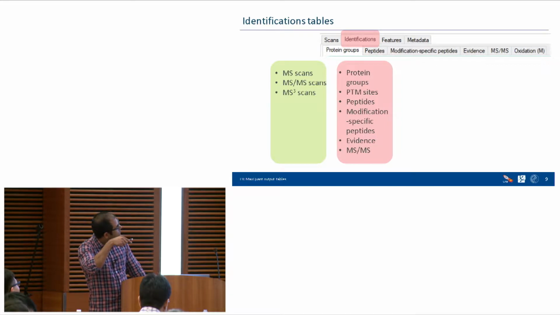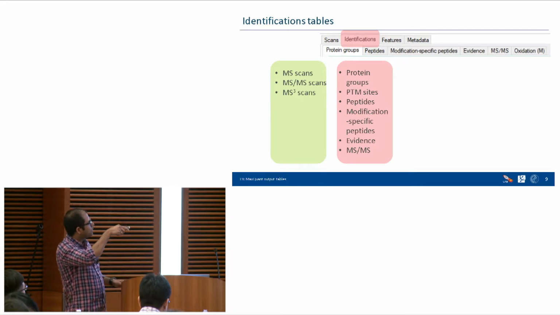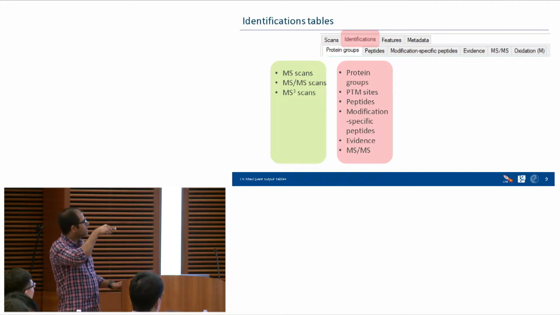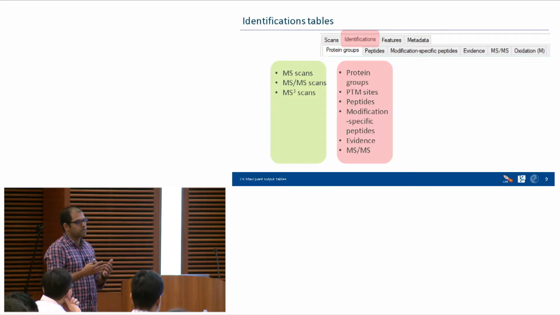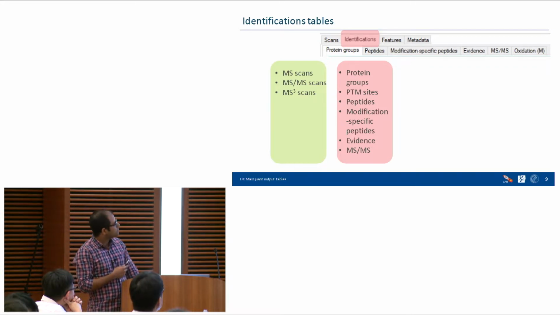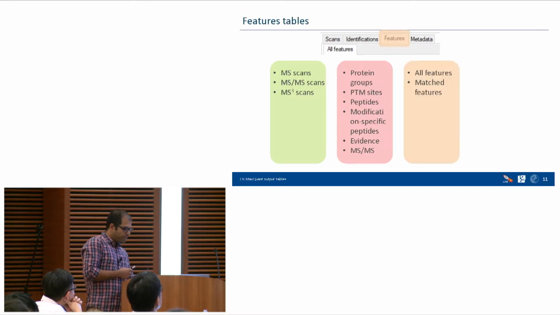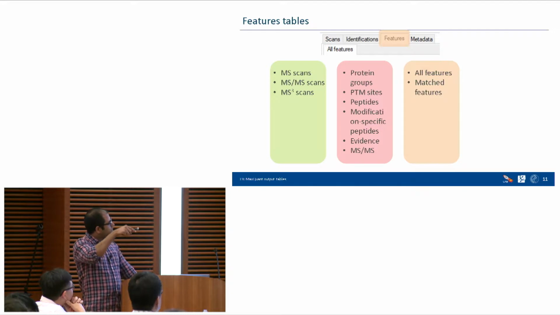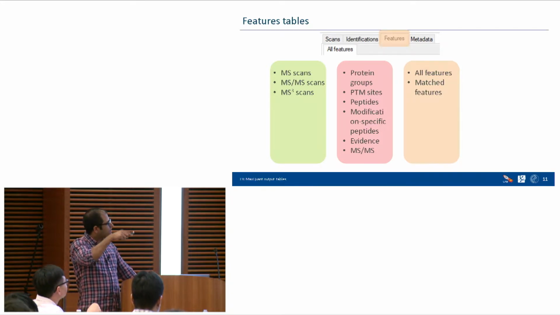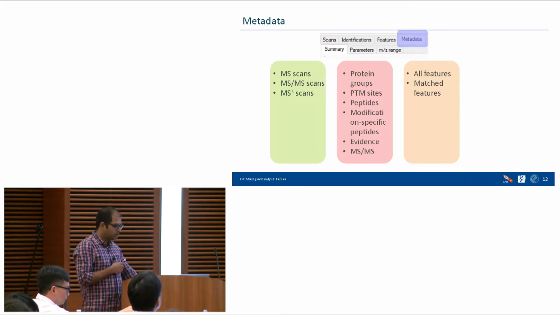You can have identifications, then you have proteins, peptides, modifications, evidence, and MSMS. The difference between MSMS and MSMS scans is that one is the list of all the MSMS scans, and here this is the list of all identified MSMS scan events, with information on what the sequence is, the length, and all those scores, etc. Then you have features. There is something called all features and matched features. I think I will try to touch upon this towards the end.